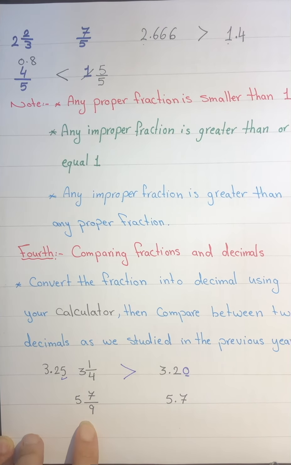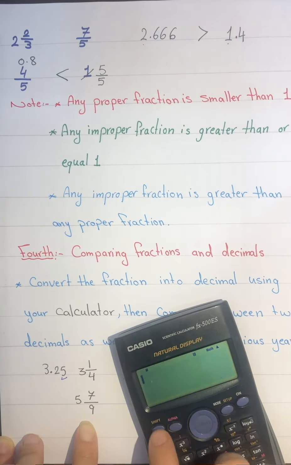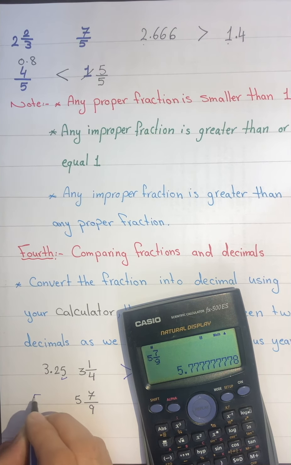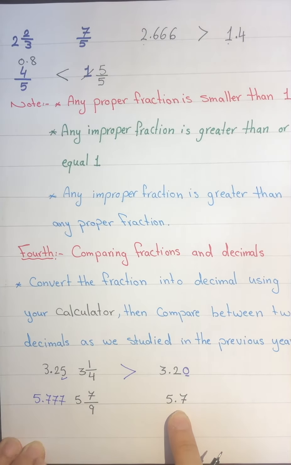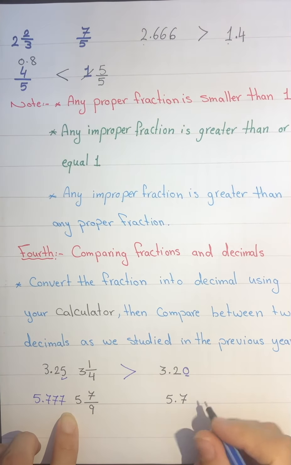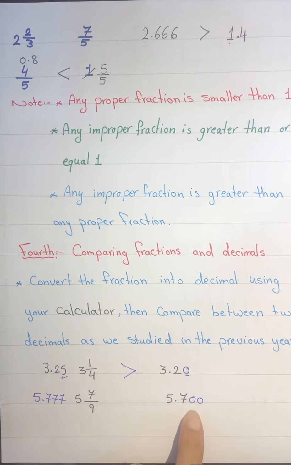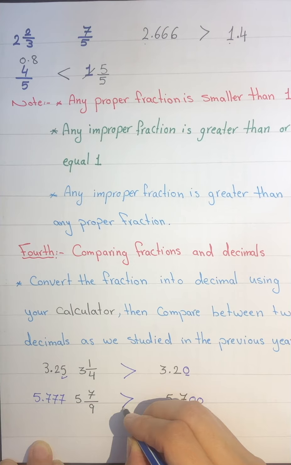If I want to change this into a fraction, shift fraction, 5, 7/9 equals SD 5.777. Okay, 5.777. We must put here 2 zeros. Here 777 and here 700 thousandths. It will be bigger.